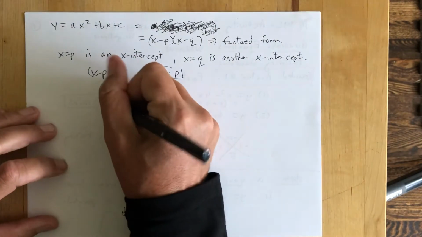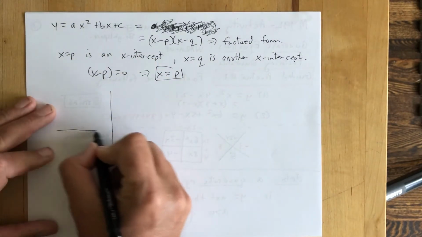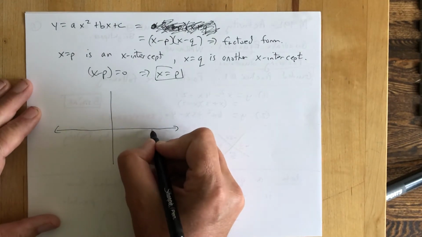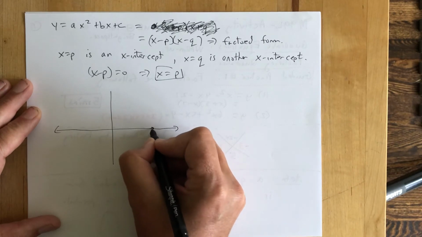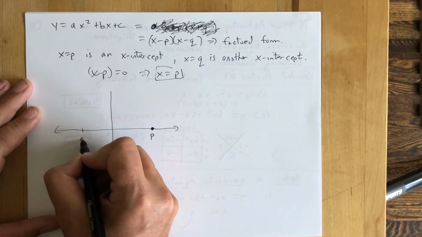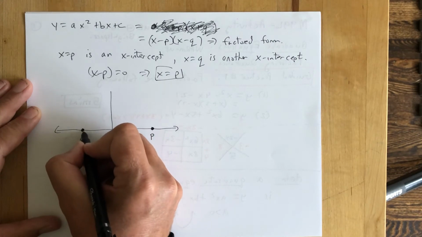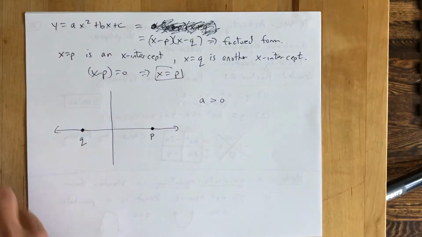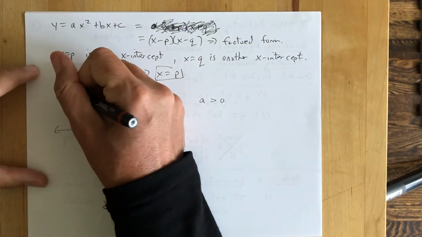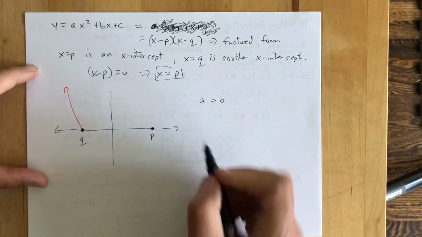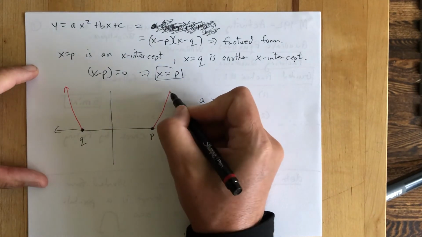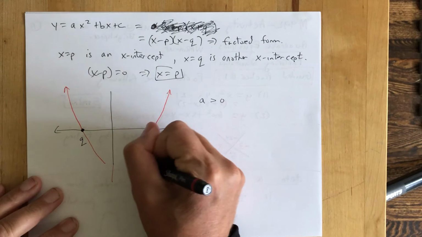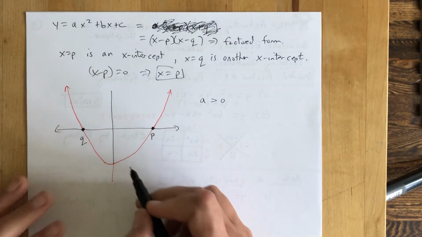So when you're graphing and you have the factored form, let's say in this example I have p over here, that's one of my zeros. Let's say I have q over here, that's the other x-intercept. And let's say we know that a is greater than 0, so it opens up. So without doing any other math, I know I'm going to intercept here, and here, and then somewhere down below, I'm going to find my vertex.